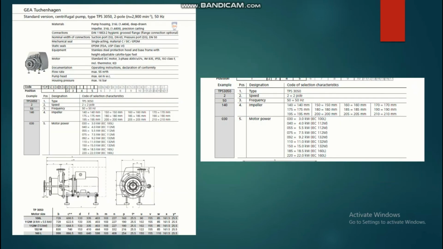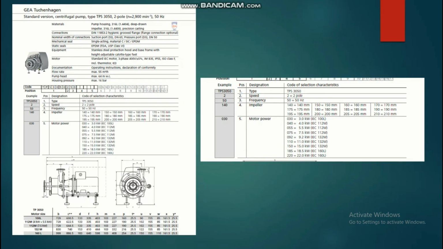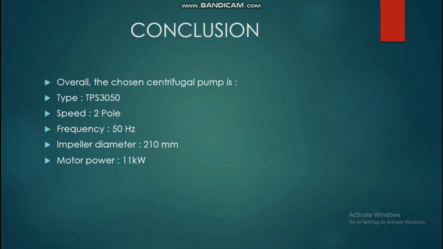Based on this, we can now pick the suitable motor power. This is the TPS 3050 two-pole of 50 Hz. From the motor power given, we will pick IEC 132M of 11 kilowatts. The suitable impeller diameter would be 210 millimeters since the higher flow rate can be achieved. Hence, this design can be used for a flow rate higher than 25%.